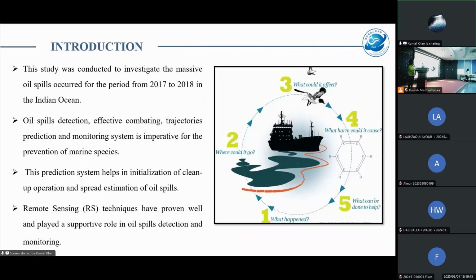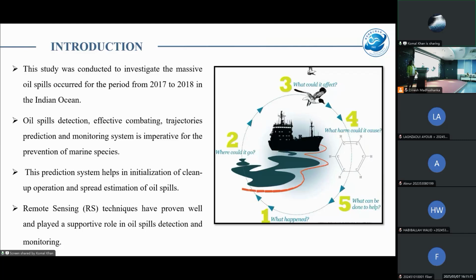Whenever oil spills in a marine environment, 5 questions arise promptly. What happened? What would be the fate of that oil spill? What could it affect? And how harmful it could be? And how to eliminate it? How to mitigate?